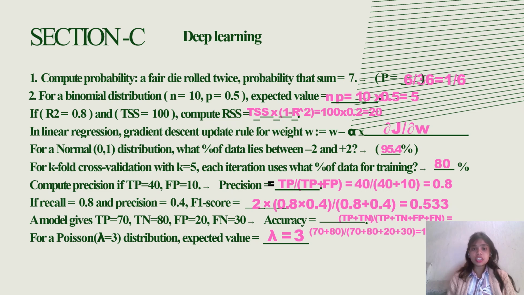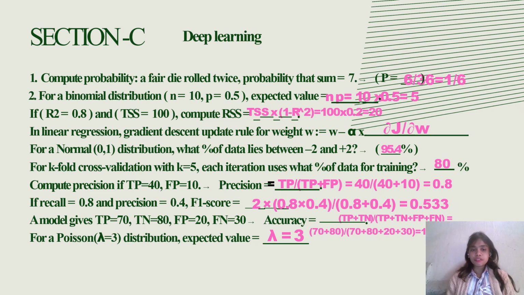In linear regression, gradient descent update rule for weight W: W equals W minus alpha times delta J by delta W. For a normal 0,1 distribution, what percentage of data lies between -2 and +2? 95% of data lies between -2 and +2. For k-fold cross validation with k equals 5, each iteration uses what percent of data for training? 80% of data for training.